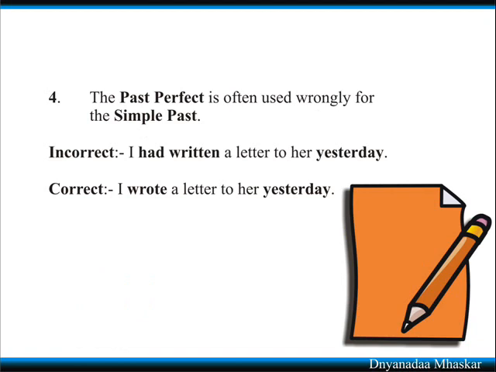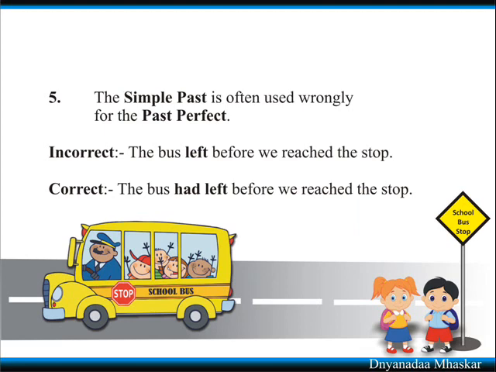The fourth common error that we make, the past perfect is often used wrongly for the simple past. Example, I had written a letter to her yesterday. It is wrong. What is the correct answer? Correct sentence? I wrote a letter to her yesterday. So we need to be very, very careful what tense we are using and where. Let us see the next error. Simple past is often used wrongly for the past perfect. The bus left before we reached the stop. This is an incorrect sentence. The correct sentence is the bus had left before we reached the stop.